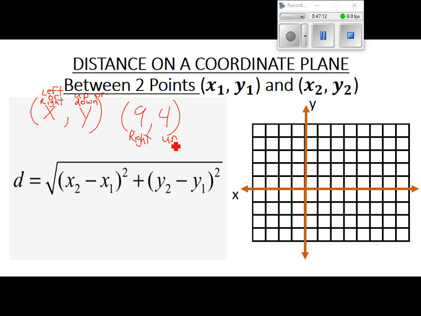Another thing, over here on my graph. What's wrong with my graph? It's small. It's not centered.